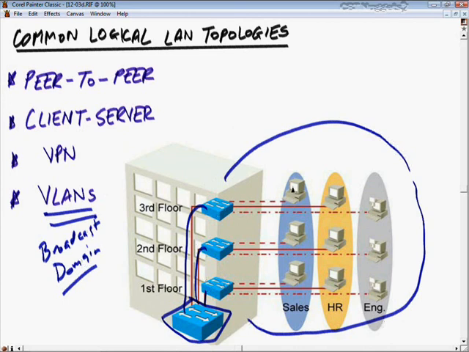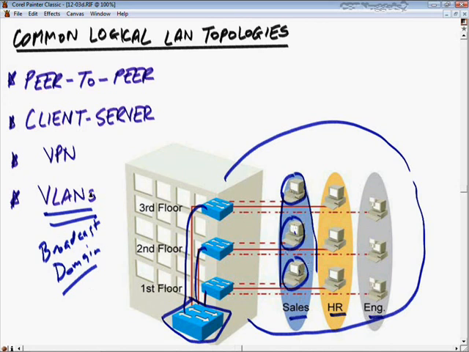So for example, if we take this host on the third floor and this host on the second floor and this host on the first floor, and we put them in their own virtual local area network called sales, if one of these hosts sends out a broadcast packet, only these hosts in that broadcast domain or that virtual LAN will get that broadcast packet. That's why it's called a broadcast domain. It's partitioned off from the HR group or the engineering group, the VLAN.